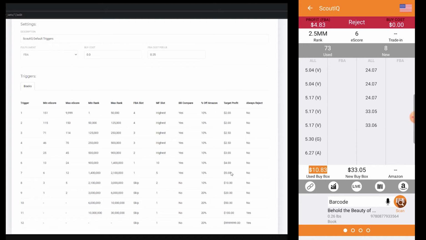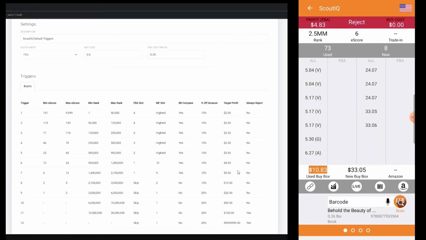$4.83 profit. All right, good example right here. $4.83 seems like a decent amount of profit. Why would I not want to make $4.83, especially if it's like a 50-cent book? So E-score of 6. So it hit trigger 7 again. So trigger 7 looked at FBA slot number 1. Didn't exist, or it's not visible. Compared it to number 5. Number 5 does exist, $5.17. Compare that to the buy box. Buy box is more at $10.83. 10% off Amazon. Amazon's not on the listing, so we're targeting a profit of $5. This one's $4.83. So this is one of the books that's close.